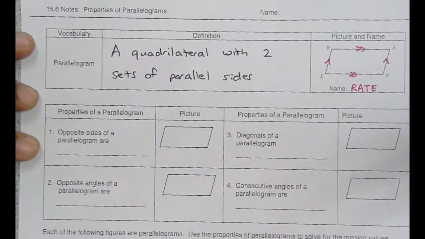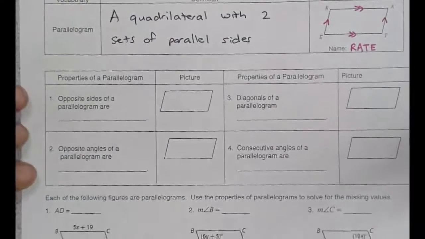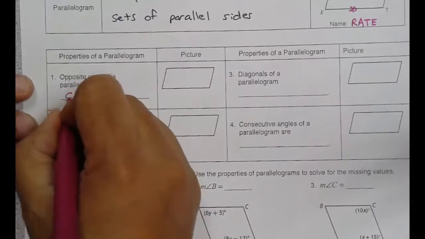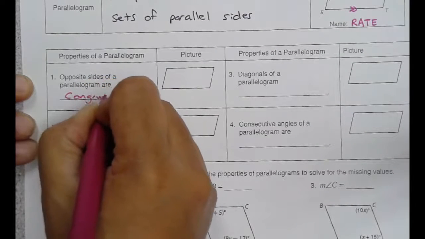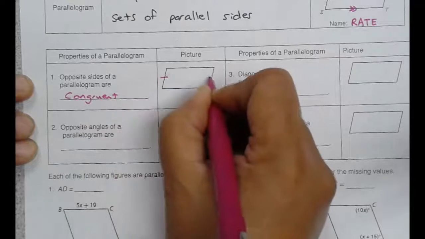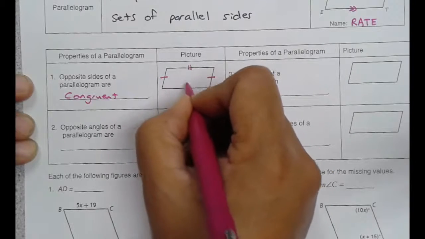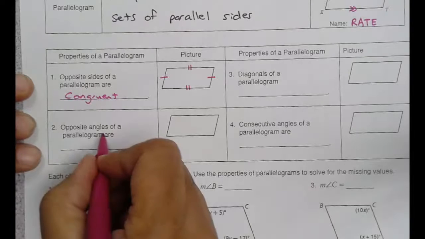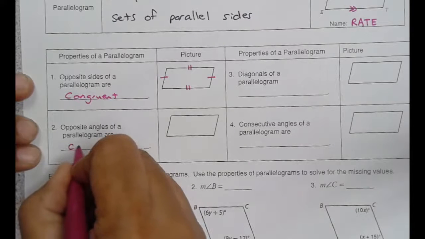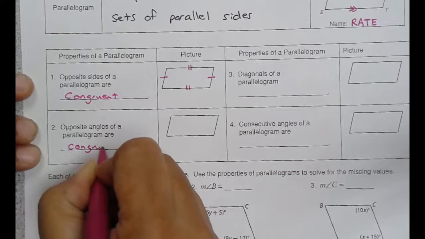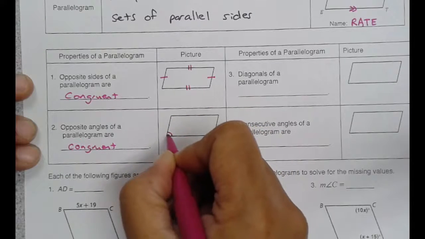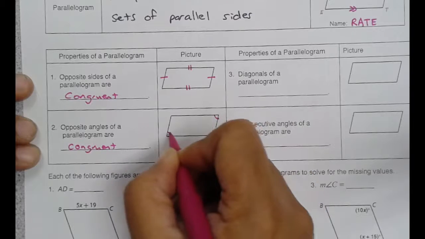Okay. We have four properties here of parallelograms. The first property is that opposite sides of a parallelogram are congruent. The left side is equal to the right, and the top is equal to the bottom. The next one is opposite angles of a parallelogram. Those are also congruent. That means equal in measure. So opposite angles, this angle all the way across, these are equal to each other.